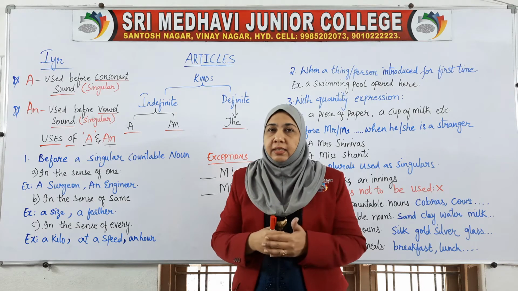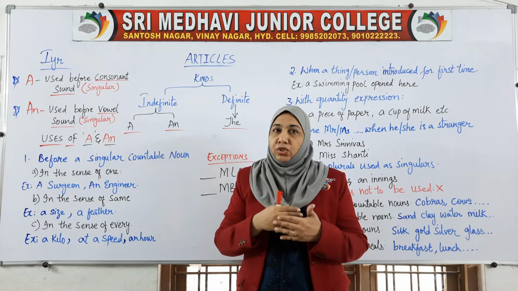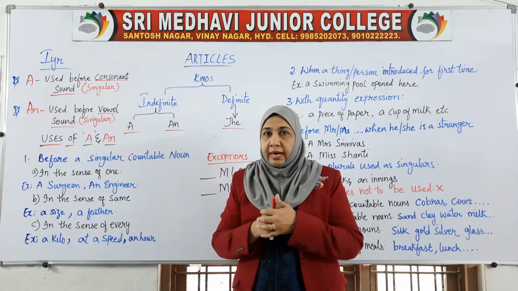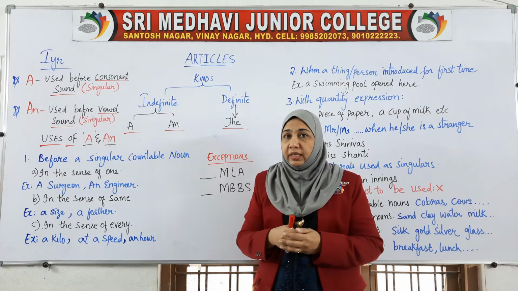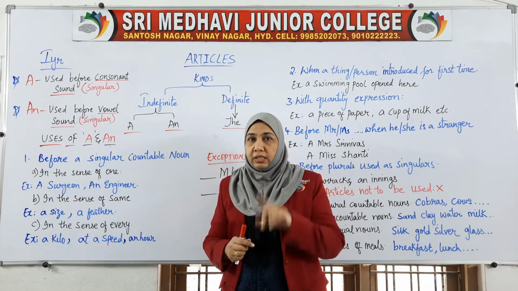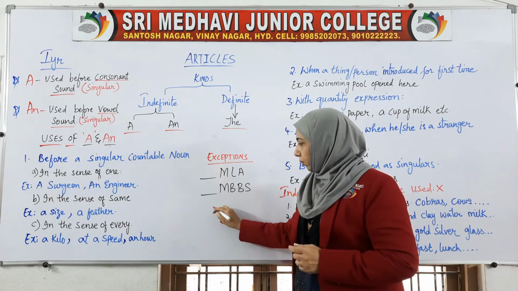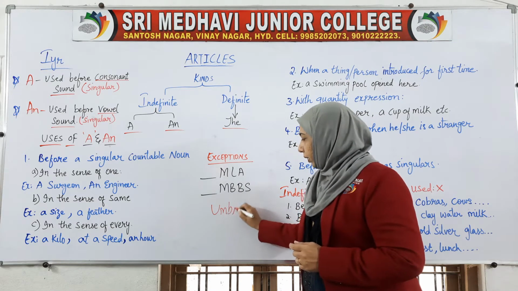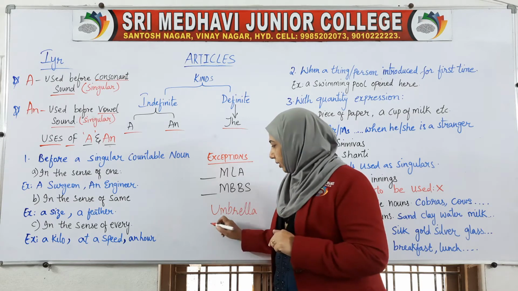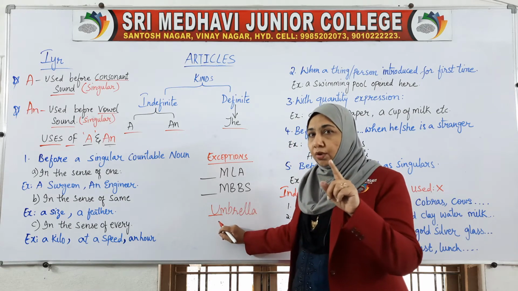The correct answer is the consonant sound and the vowel sound. A is used before a word starting with a consonant sound, and an is used before a word starting with a vowel sound. It's not about the letter, it's about the sound. For example, let me explain it here. How do you pronounce the u in umbrella? The sound of u in umbrella is what? It is the sound of a. Here you are getting the sound of a vowel.